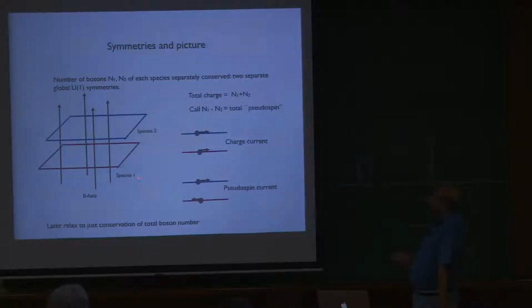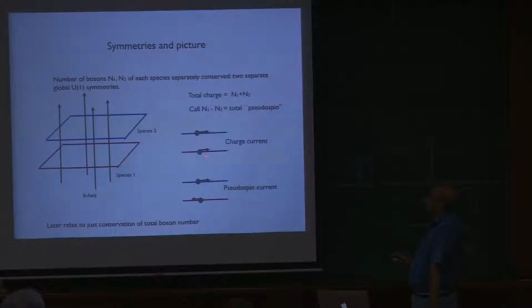Okay, so as I've written it, the model has conservation of the number of bosons of each species independently, right? So there are two global U(1) symmetries associated with the conservation of both N1 and N2. And no other symmetries. Time reversal is broken by my external magnetic field. Okay? So N1 and N2 are separately conserved. Equivalently, we can form these combinations which I'll call total charge and total pseudo spin, N1 plus N2 and N1 minus N2, which are also conserved.